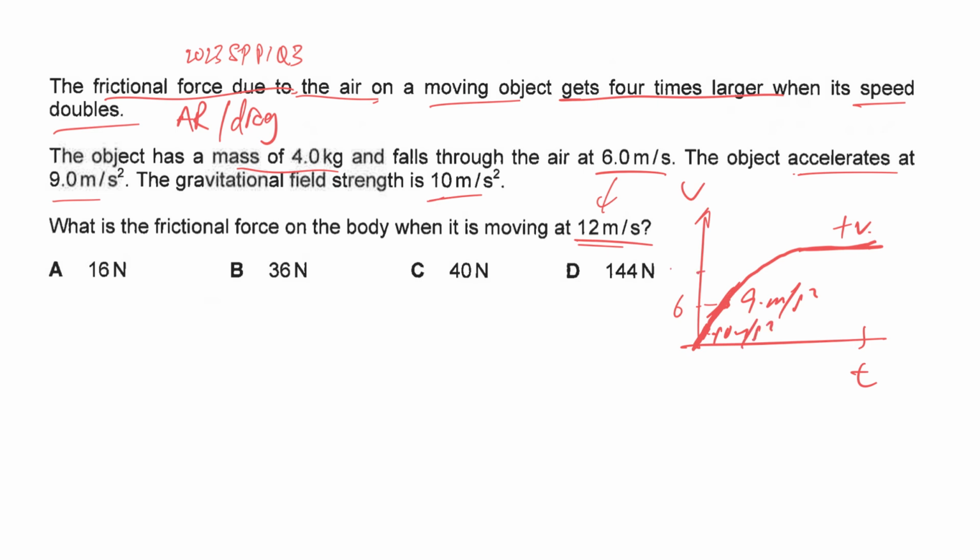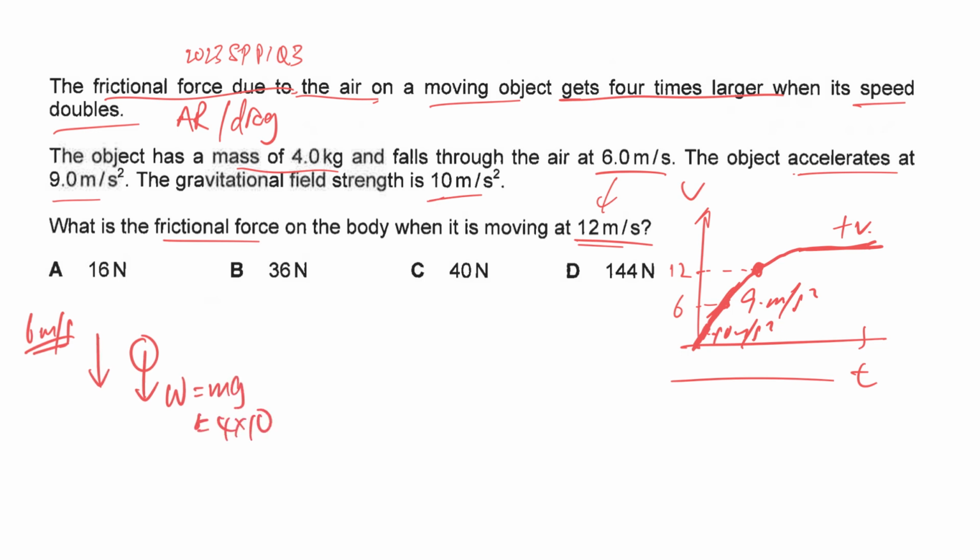And you're going to find, if the speed over here is 12, what will be the air resistance? Actually, this graph is not really required. Let's look at the first scenario where the speed of the ball is at 6 meter per second. The ball is falling down in this direction, and the weight, okay, we'll find the weight first. W equals mg equals 4 times 10. Actually, the gravitational field strength given to you here is for you to find the weight.